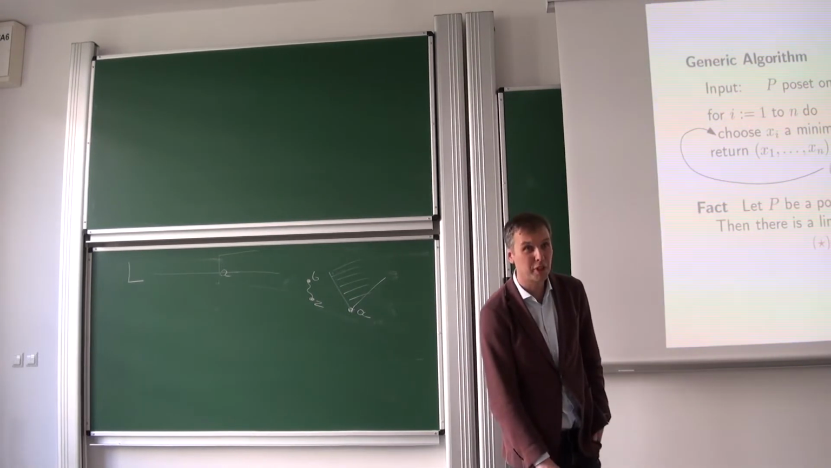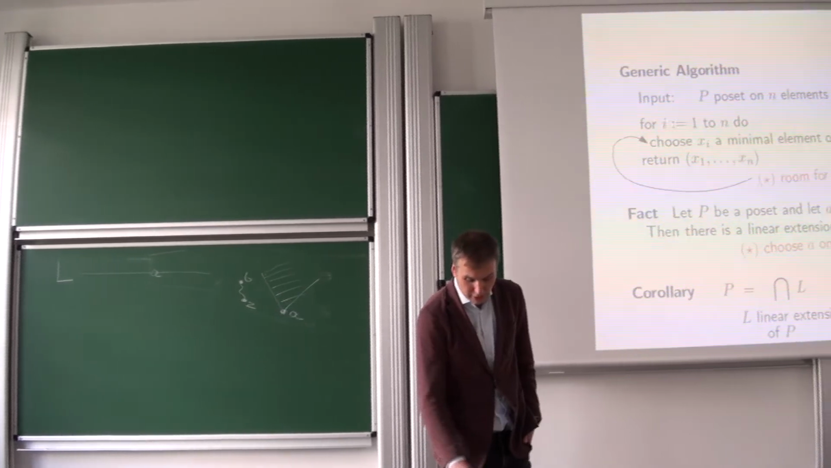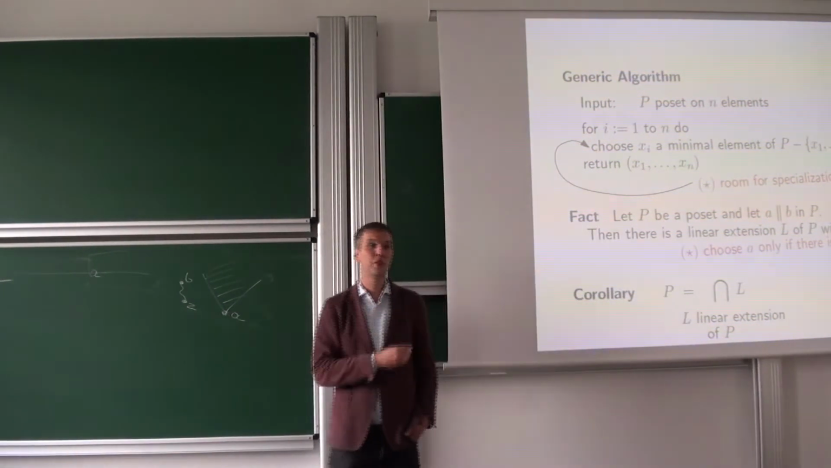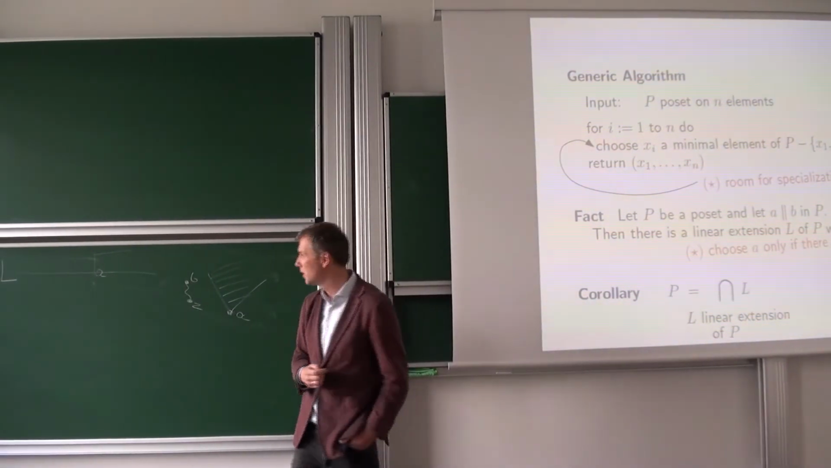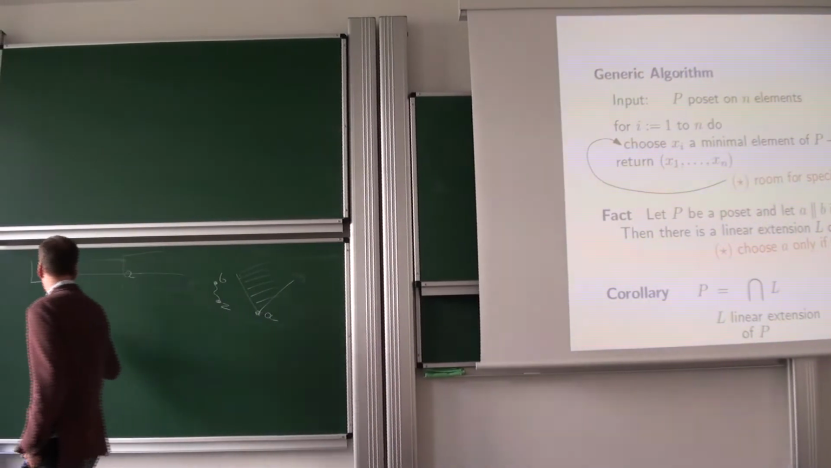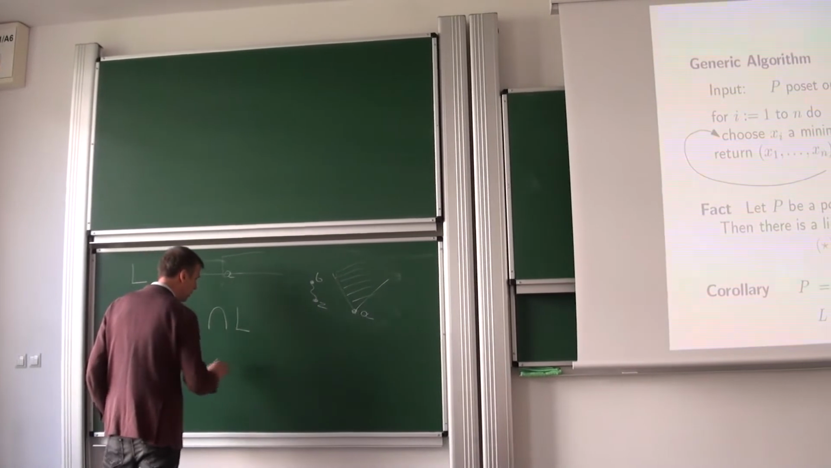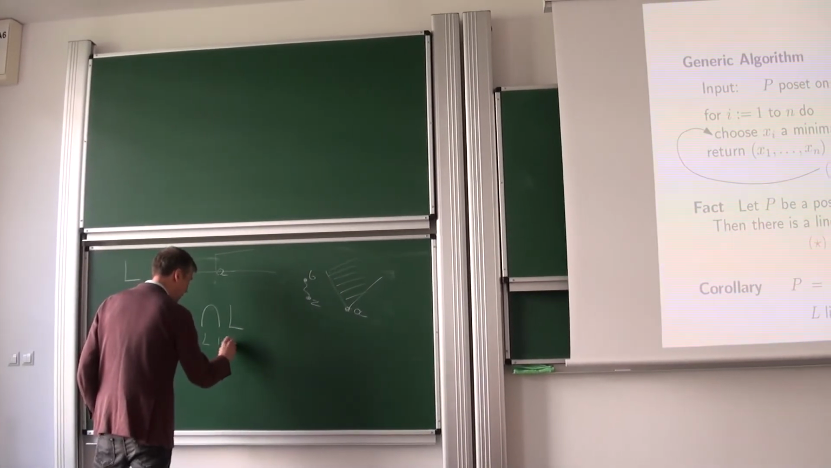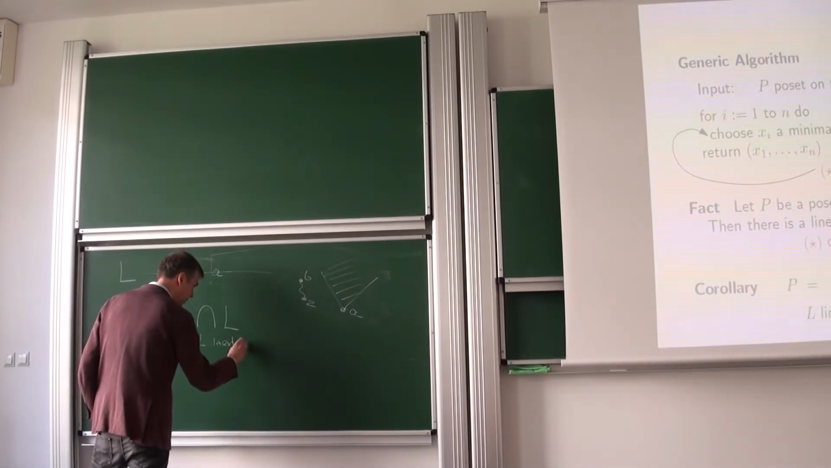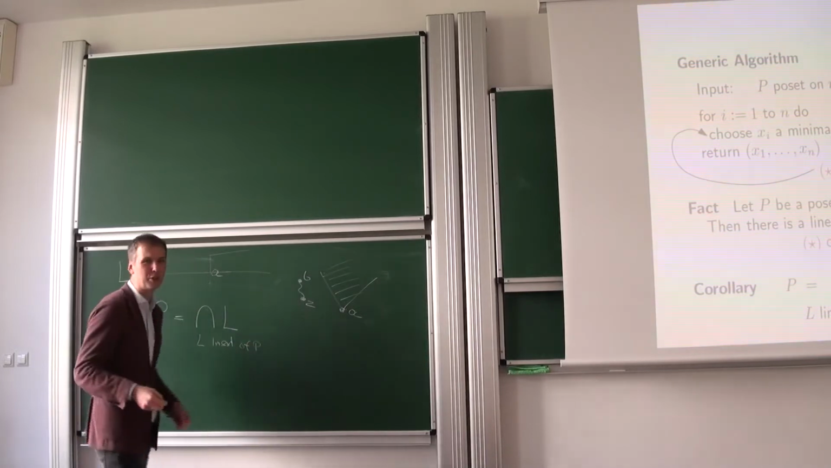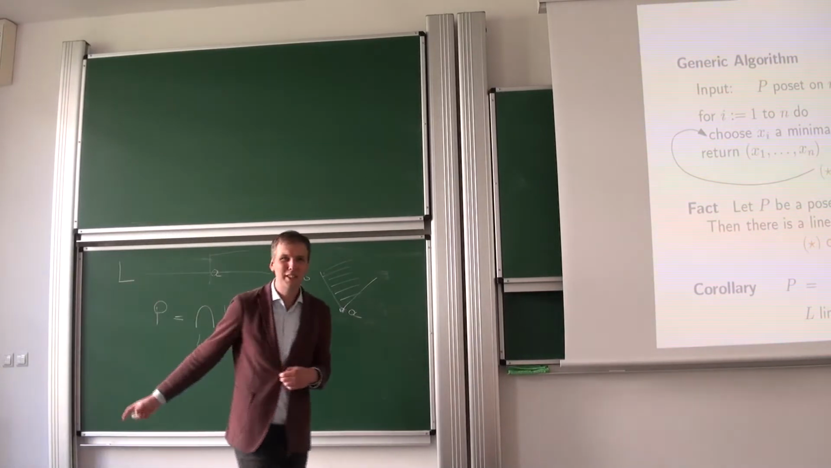And we have a first specialization of the generic algorithm. This has an important corollary, which has a very compact statement. When you take a poset P, it's the same as taking the intersection of all linear extensions of P. Now, since it's so compact, I should explain what I mean by this.